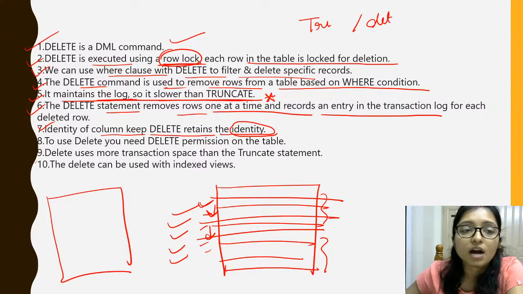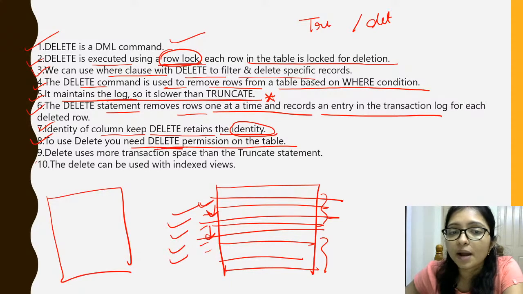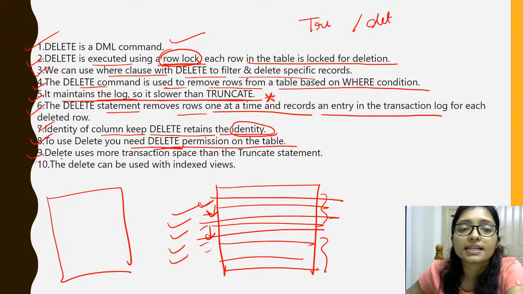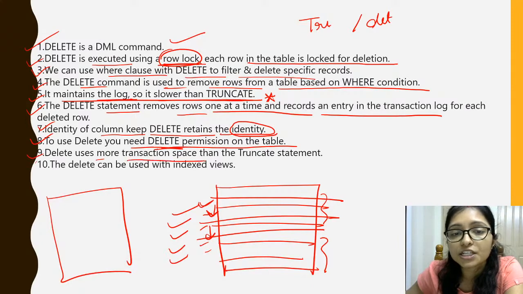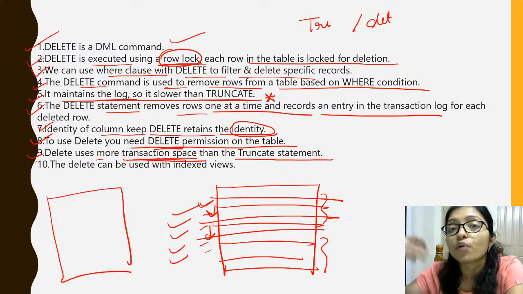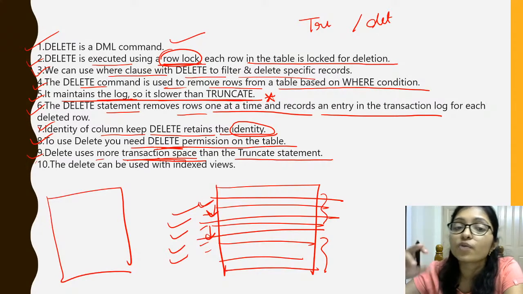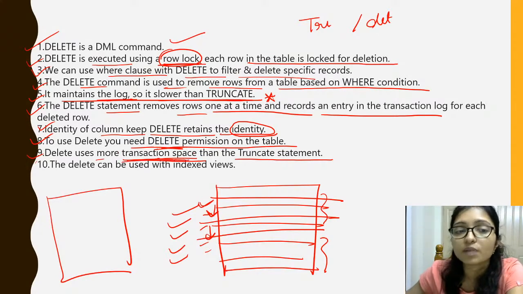Okay. Now, to use the delete, you need delete permission on the table, right? You need only the delete permission on the table, and delete uses more transaction space than the truncate statement. Why is more transaction space required? Because of acquiring locks, releasing locks, and maintaining the log.